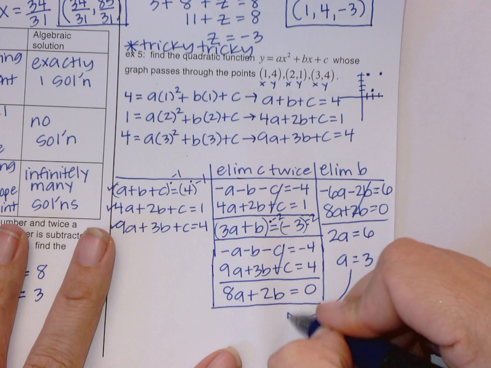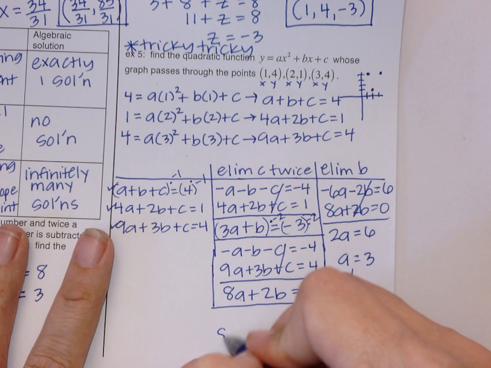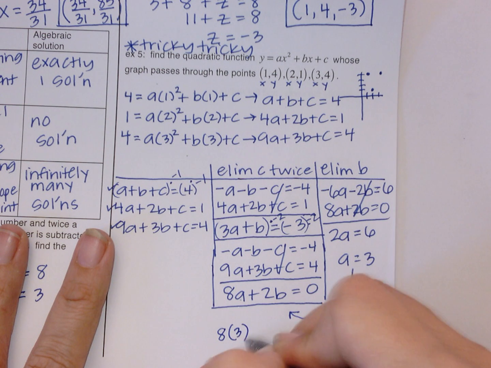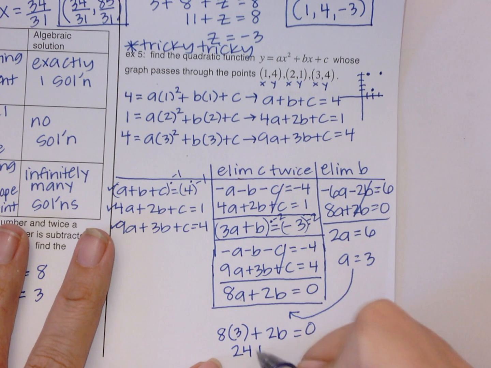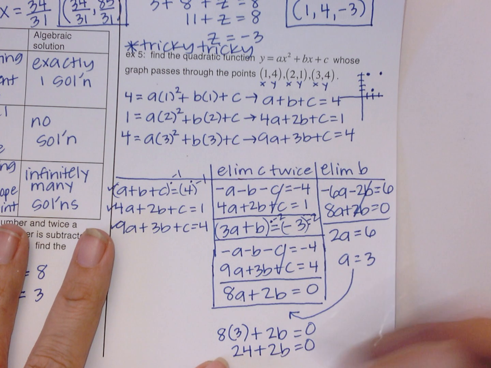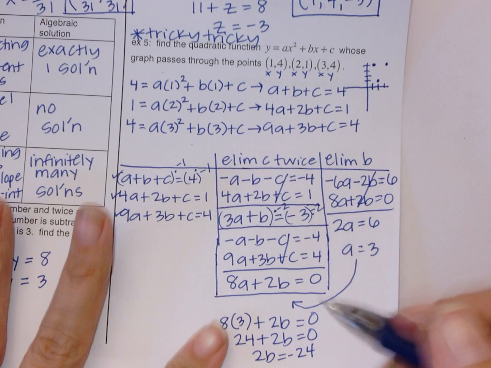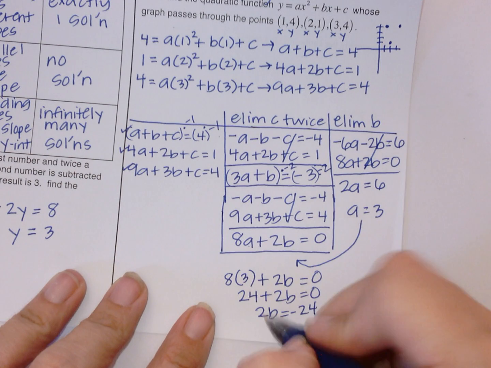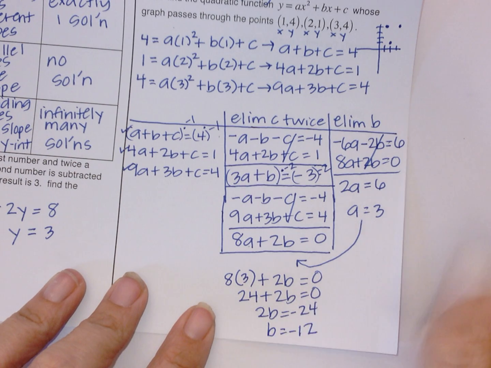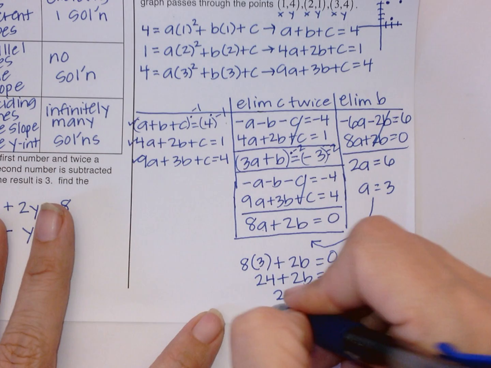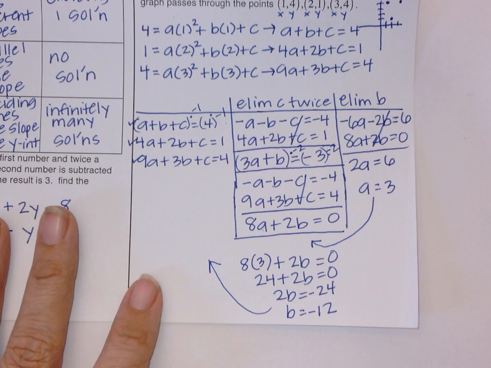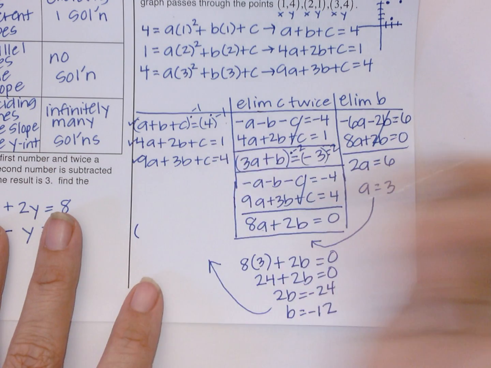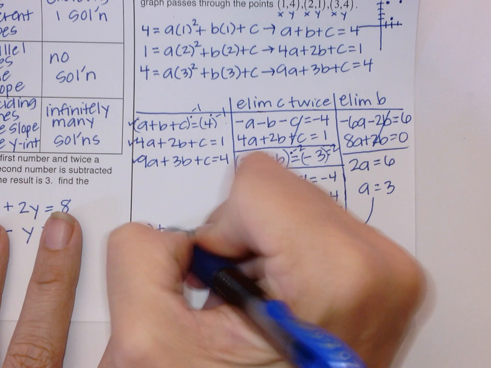Then I'm going to come back in here, pick one to plug into. I'll pick the one that's right at the bottom because it's easier to see. So 24 plus 2b equals 0. So 2b equals negative 24. So b equals negative 12. Okay, and then I'm going to take that and plug it in here, and the one I'm going to pick is the first one. It just looks the easiest to me. You could pick any of them. You could pick the last one. It's up to you.